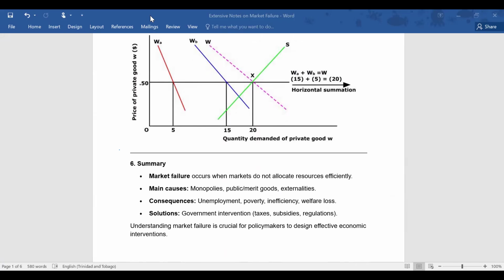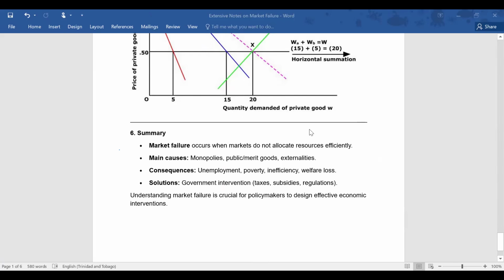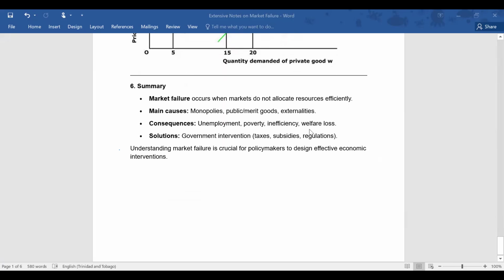Do determinants of income elasticity of demand and price elasticity of demand come? Yes, it does. We actually went through that in day one yesterday.